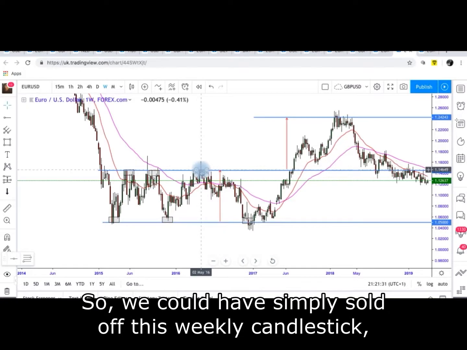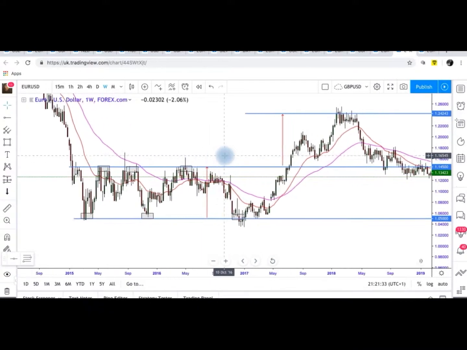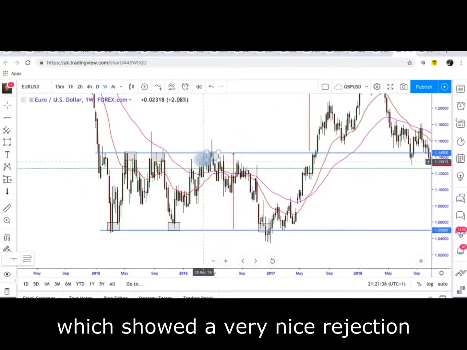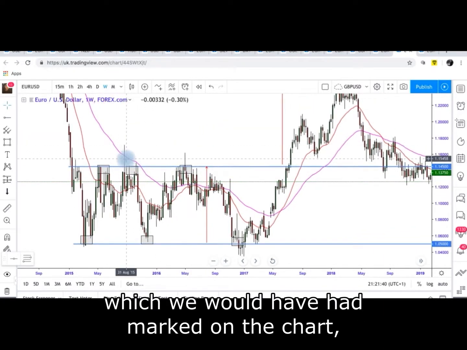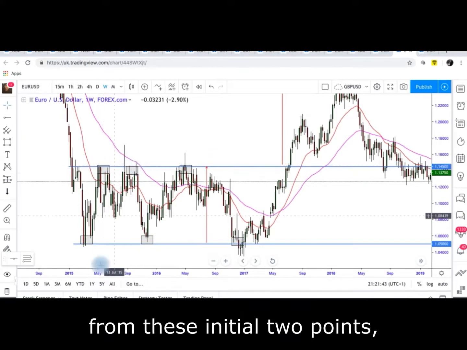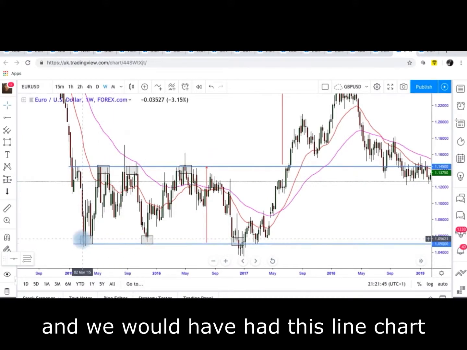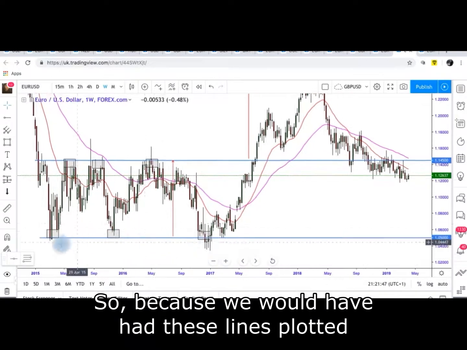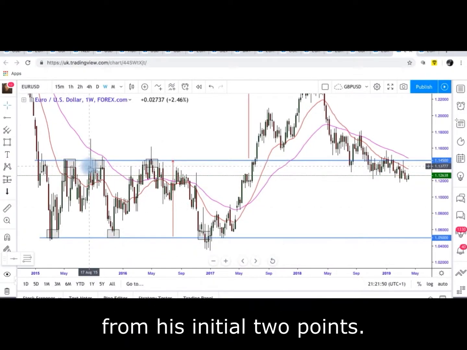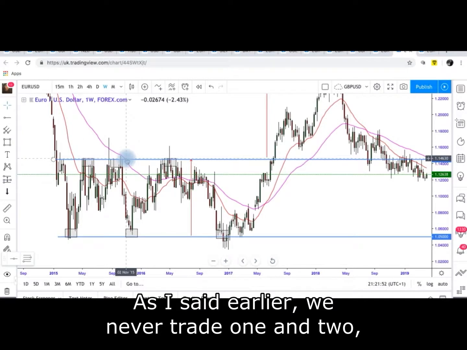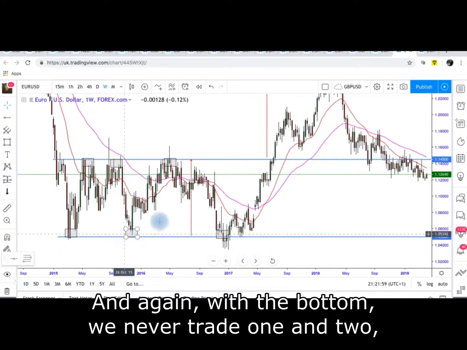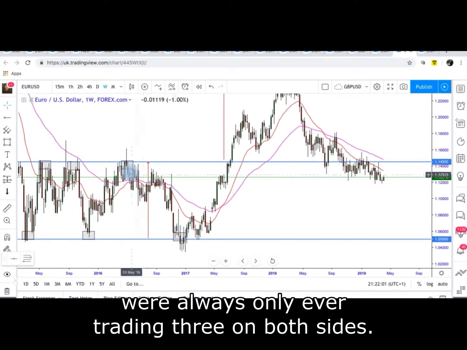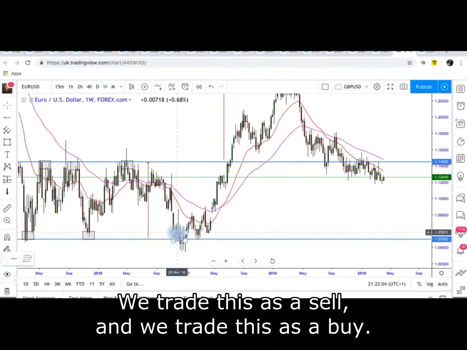So we could have simply sold off this weekly candlestick, which showed a very nice rejection of, yet again, this previous resistance, which we would have had marked on the chart from these initial 2 points. Because we would have had these lines plotted from these initial 2 points, as I said earlier, we never trade 1 and 2 because we need 1 and 2 to first define the structure. And again, with the bottom, we never trade 1 and 2. We're always only ever trading 3 on both sides. So we trade this as a sell and we trade this as a buy.